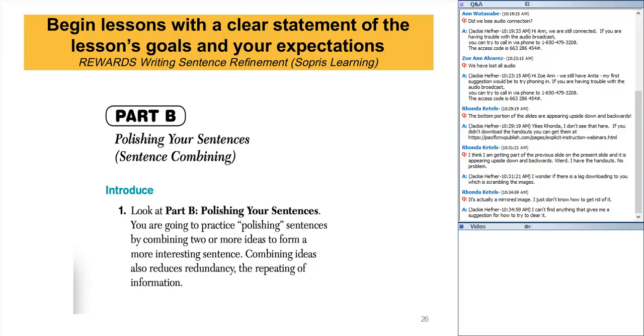So if our materials don't have a clear statement of the goal, and some of them don't, then we have to have that so that we all are certain exactly where we are going.